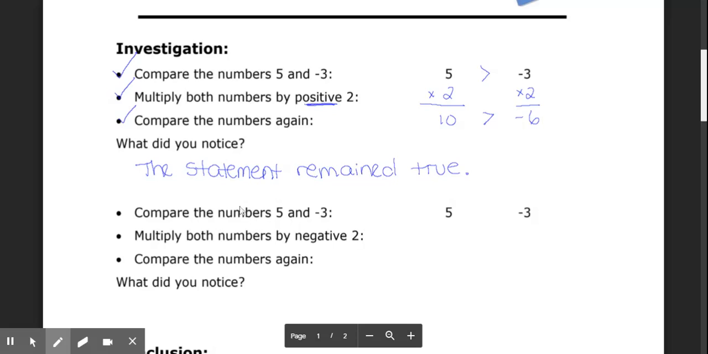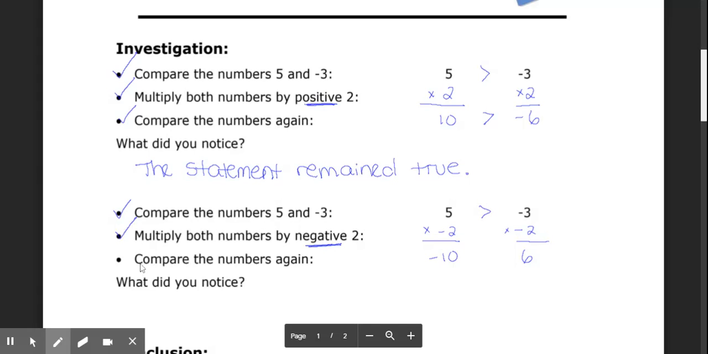So again, step 1, they want us to compare the numbers 5 and -3. 5 is still greater than -3. That fact has not changed. Step 2, they want us to multiply both numbers by a -2. So very similar to what I did with the last set, I'm going to multiply both sides by -2. 5 times -2 is -10. Positive times a negative makes negative. On the right, -3 times -2 makes a +6. A negative times a negative makes positive.